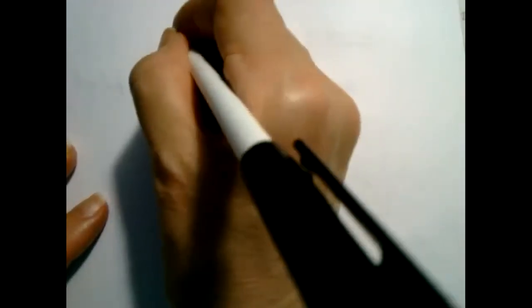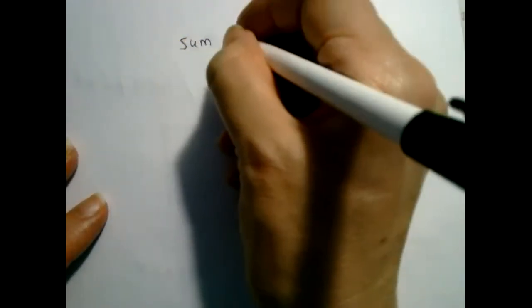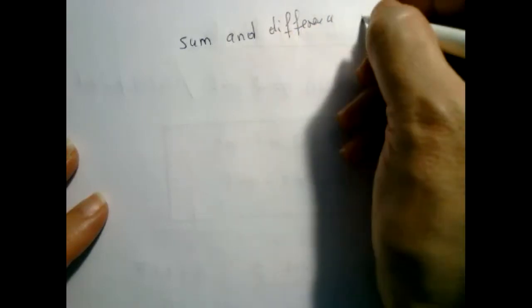Now, there is another property of sine and cosine, another formula. I will first ask you questions, and then we will proceed. So, sum and difference. Sum and difference of sine and cosine.